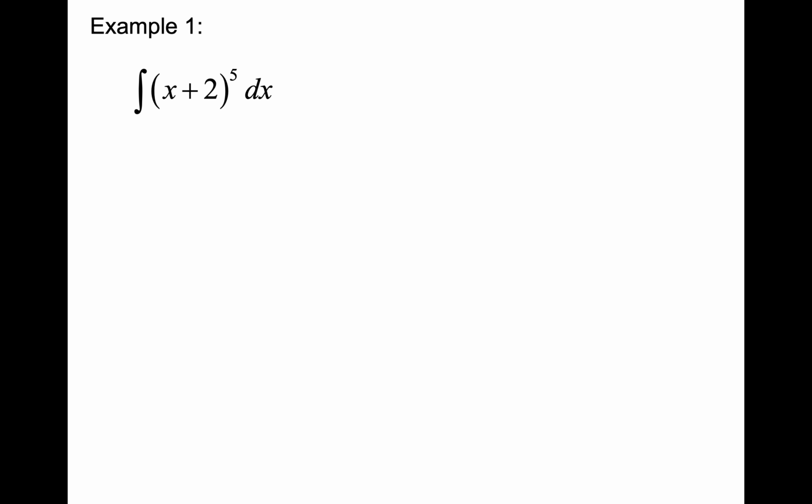So, for example, the first one here, the integral of x plus 2 quantity raised to the 5th power. What we're going to do is let u equal x plus 2. A lot of times you'll have an inside function and an outside function. So notice that x plus 2 is the inside function. A lot of times it will work that way.